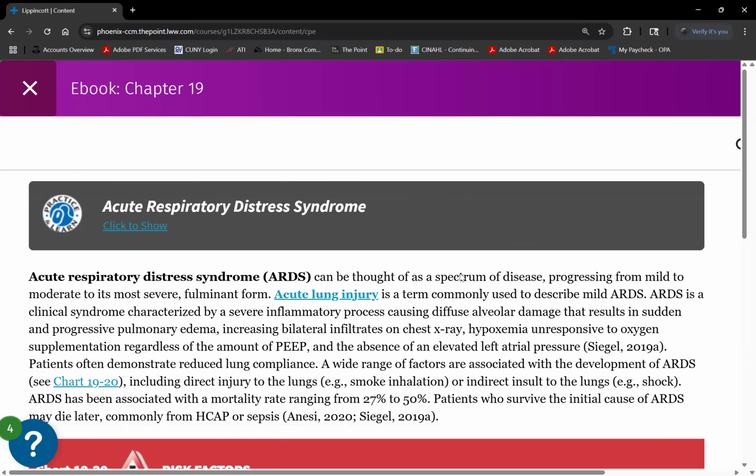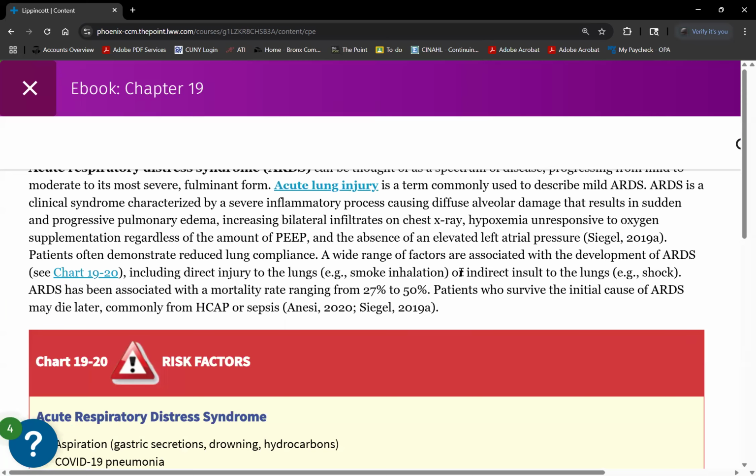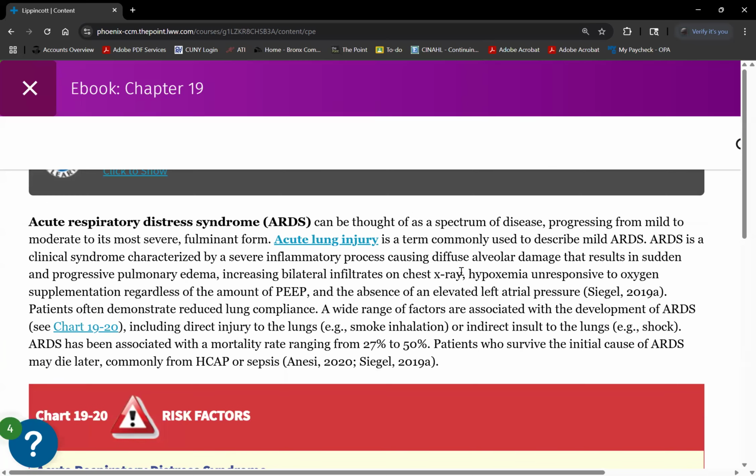Now, I mentioned this in burns. I mentioned this in DIC. I mentioned this in septic shock. So is this a primary condition? This is a complication. So if you get COVID and you got pneumonia from COVID, you went septic, you will develop ARDS. So you'll either die from sepsis or die from this, whichever one gets you first.